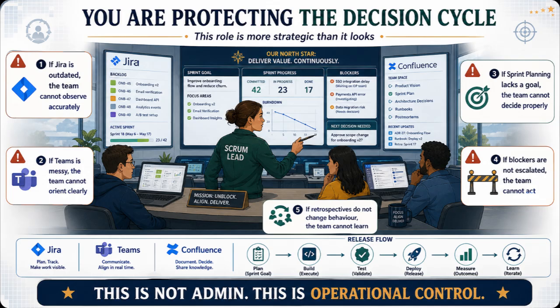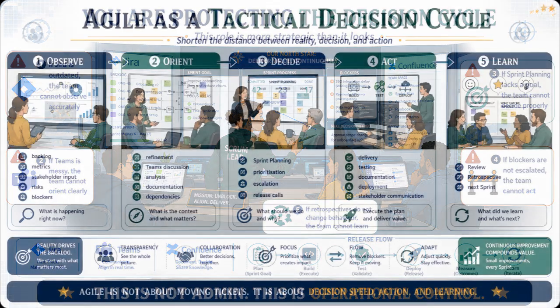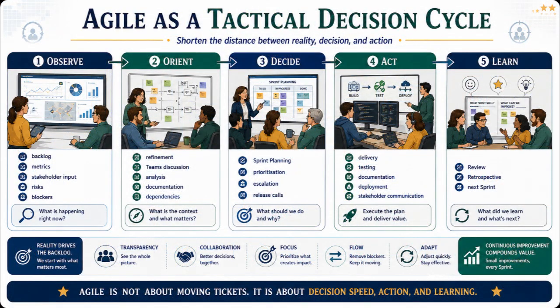A tactically mature Agile team should therefore run every sprint like this. Observe reality through backlog, metrics, stakeholder input, risks, and blockers. Orient through refinement, Teams discussion, analysis, documentation, and dependency review. Decide through sprint planning, prioritization, escalation, and release calls. Act through delivery, testing, documentation, deployment, and stakeholder communication. Learn through review, retrospective, and the next sprint.